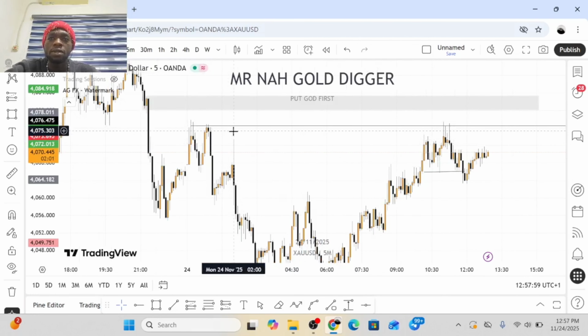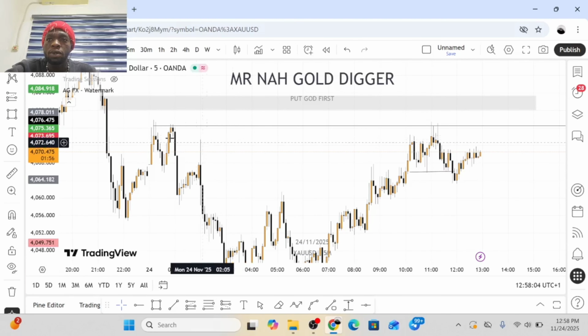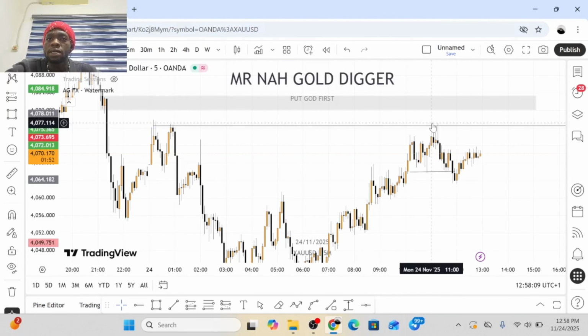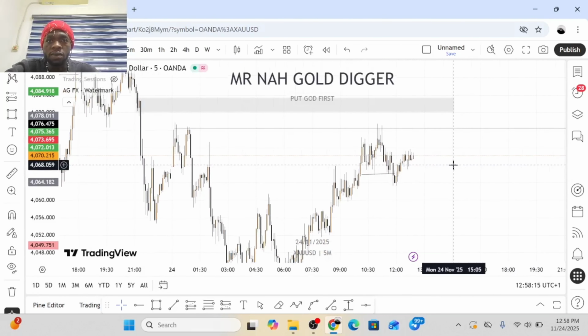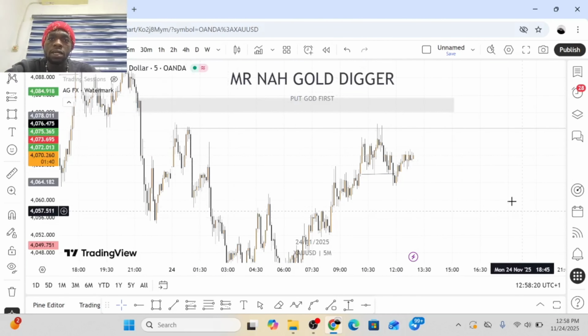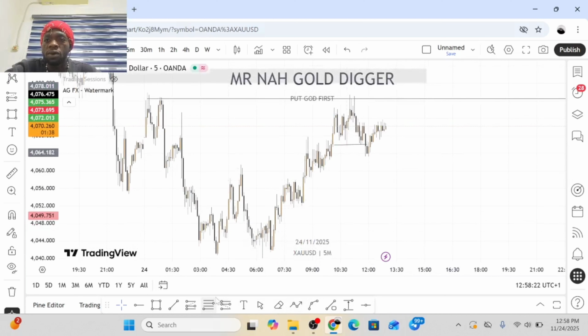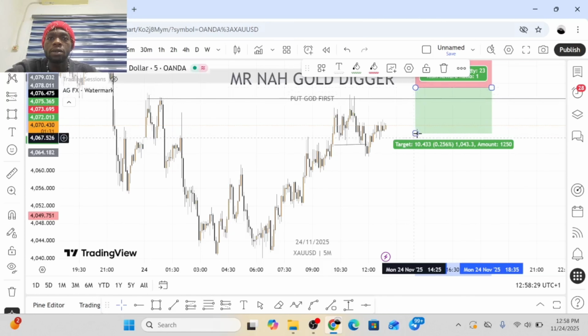So now the market just mitigated our double top, although it did not break above the double top. It just tested the double top and came back to the downside. So we are anticipating a liquidity sweep above these tops here. Then I'll be looking to take a sell trade from this zone here to the downside.